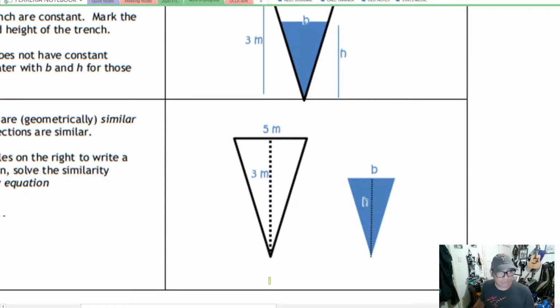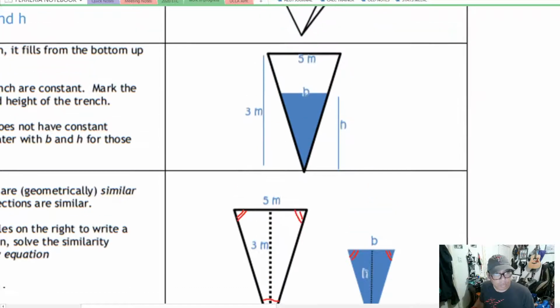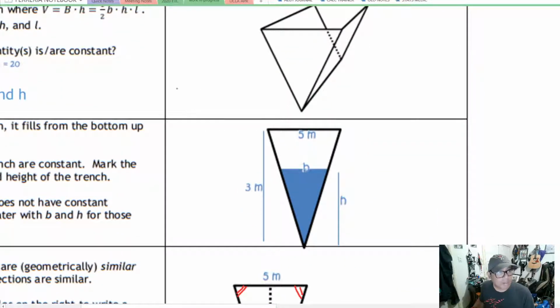What do we know about these two triangles? Well, I can tell you, if you take a look at these two triangles, this angle at the bottom, the vertex, is literally the same as this angle here, the vertex of the water. And then also, this angle here is exactly the same as this angle here, and is also the same as this angle over here. We know that because we have parallel lines.